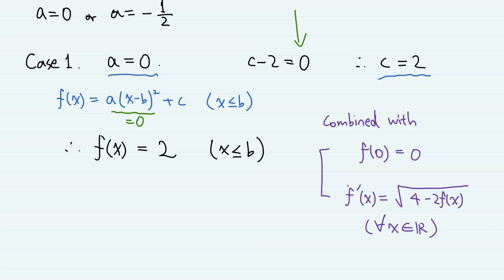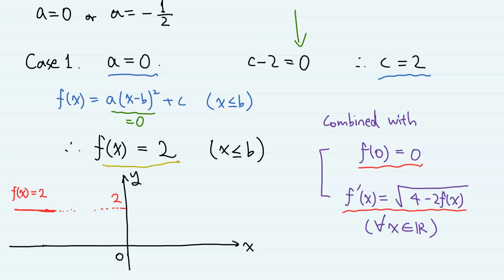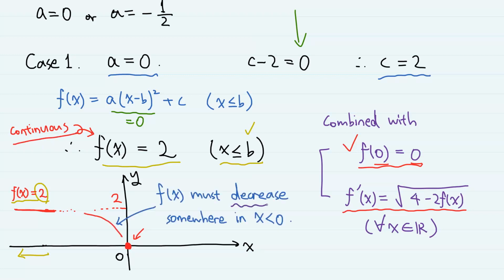However, a problem occurs if we think about the condition f(0) equals 0, which we have previously obtained, plus the derivative condition, which we have also previously obtained. You see, f(x) equals 2 when x is less than or equal to b, so even though we don't know the exact value of b yet, we know that if x is sufficiently negative, then the value of f(x) will be 2. But f(x) also passes through (0, 0). Since f(x) is a continuous function, this means that f(x) has to decrease somewhere in the region where x is negative.